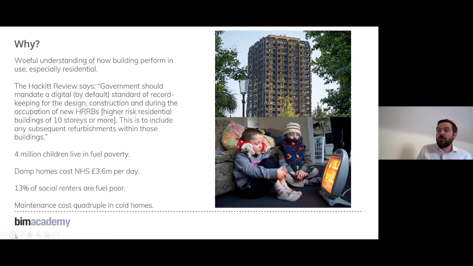So it's a shocking indictment of our industry to know that we've got a woeful understanding of how these buildings perform, but we know it costs four times more to manage cold homes than it does to manage good performing homes. So there's a real opportunity within our industry to push for better understanding of that, and that comes from having a well-maintained golden thread of information within the building.